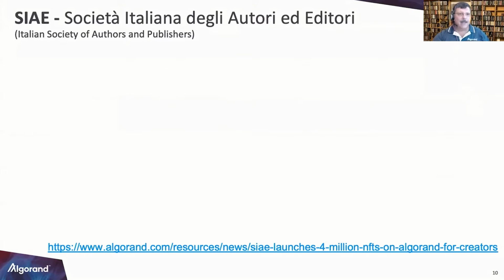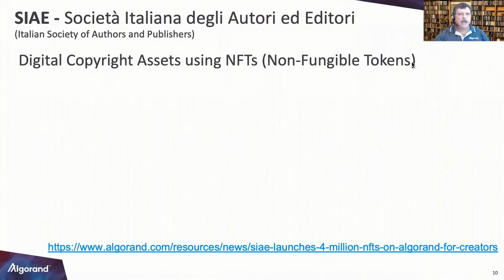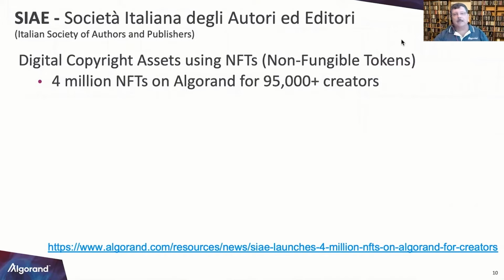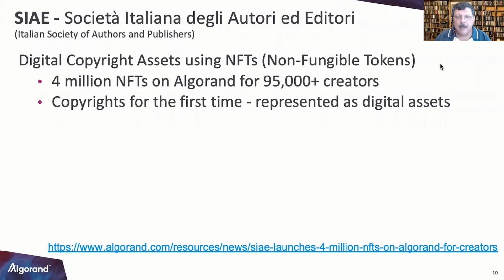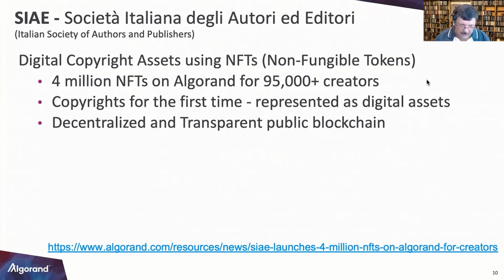This one here I'm pretty excited about. This is very recent, within the last couple of weeks. The Italian Society of Authors and Publishers had a great idea, which was to use digital copyrights on blockchain. And this is done via non-fungible tokens. And over 4 million of these NFTs are pushed onto Algorand for 95,000 plus creators. Now, an NFT is basically a token that's unique. And so each copyright is unique. And so for the first time now, copyrights are being represented as digital assets.